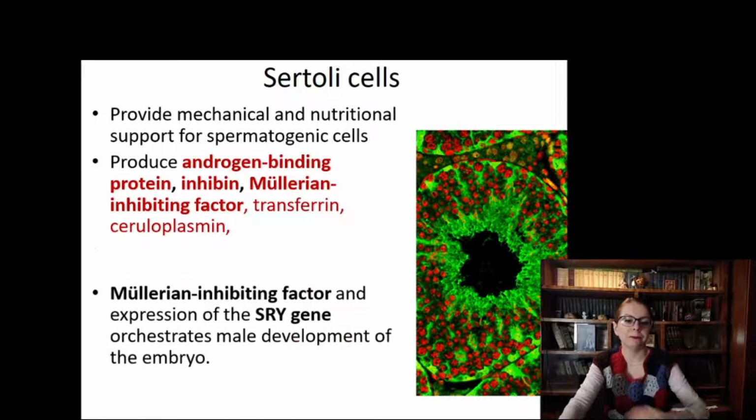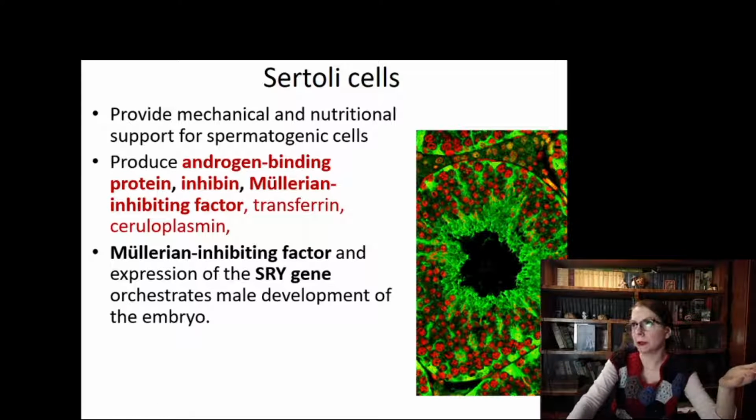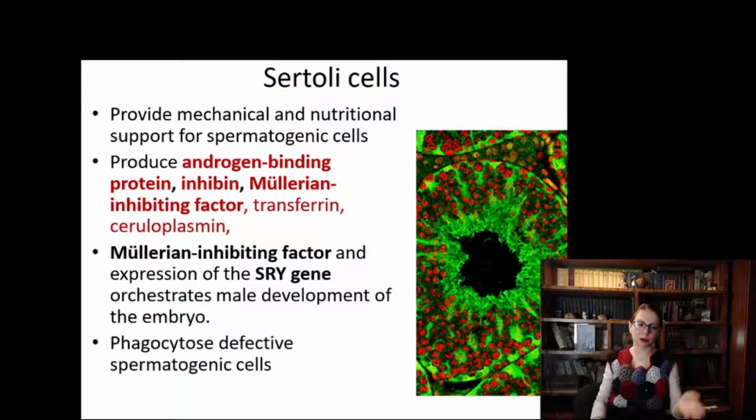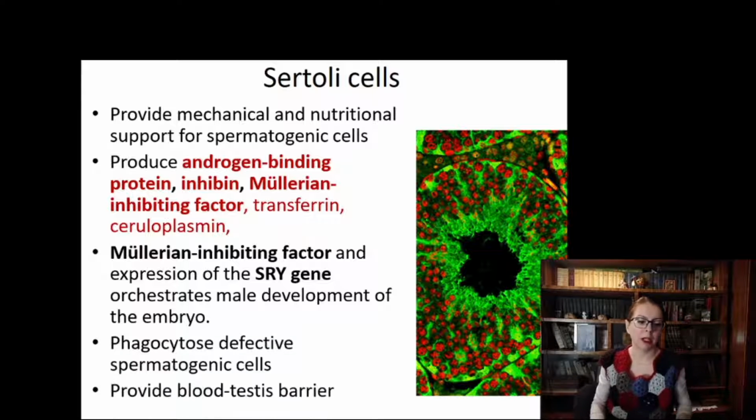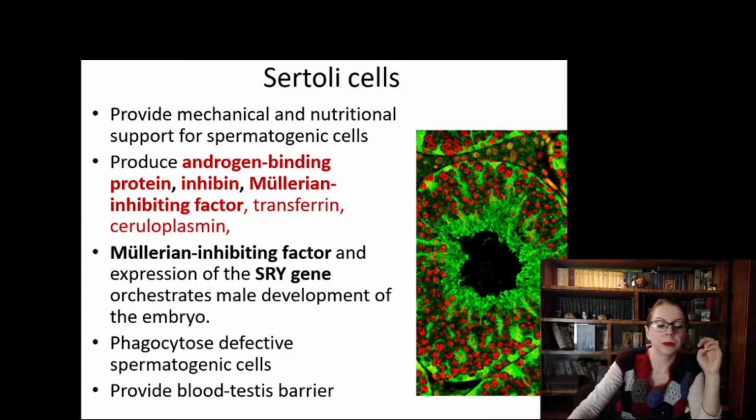It's very important. Then, together with Mullerian inhibiting factor and the SRY gene, they orchestrate the development of the male reproductive system. So by producing those substances, Sertoli cells participate in embryonic development and regulate the development of the male line. Then they phagocytose defective spermatogenic cells and also phagocytose remnants of excess cytoplasm, and they provide the blood-testis barrier.